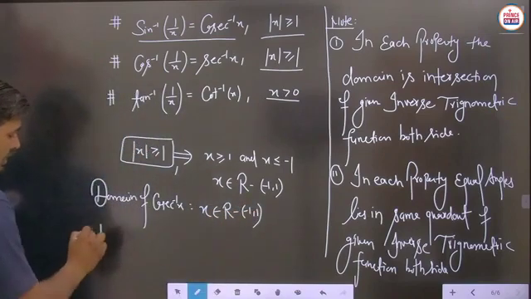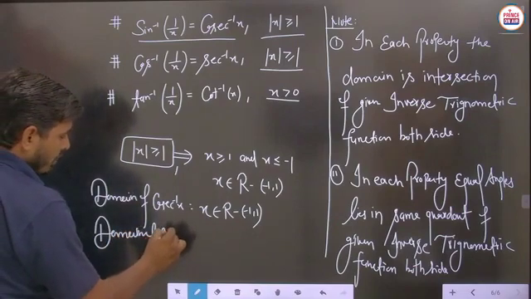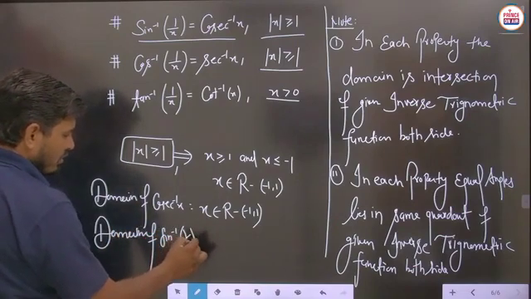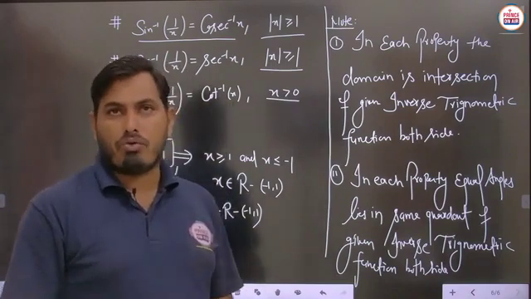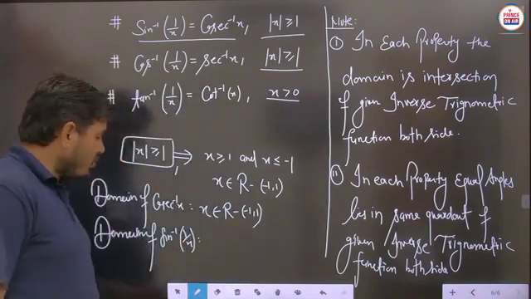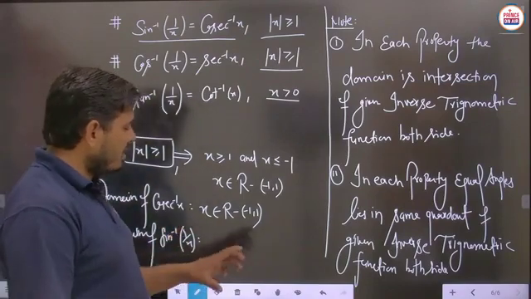Now we have to check the domain of sine inverse of 1 by x. This is not x. All of you know about the domain of sine inverse x only, which is taken from minus 1 to plus 1. But here it is not x, it is written as 1 upon x. Then definitely you have to check the condition.